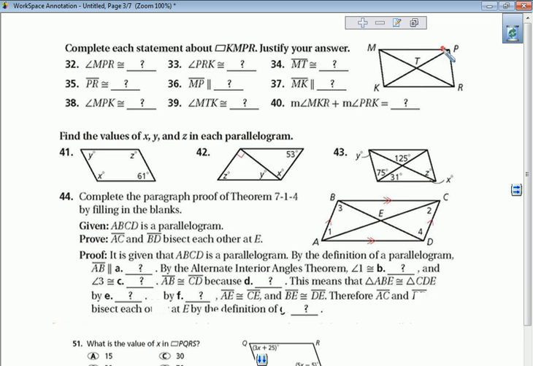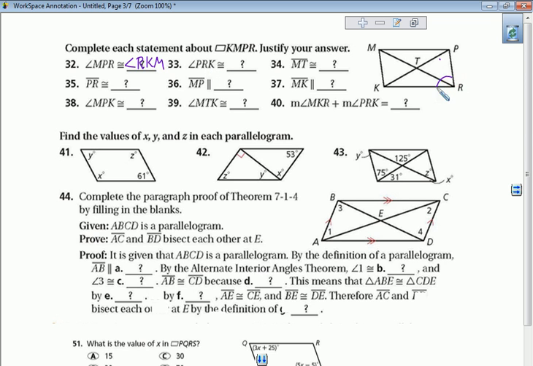MPR. That's this angle right here. What must it be congruent to? It must be congruent to RKM. Those are opposite angles. I know that opposite angles of a parallelogram are congruent. Okay, now let's look at the next one. PRK.